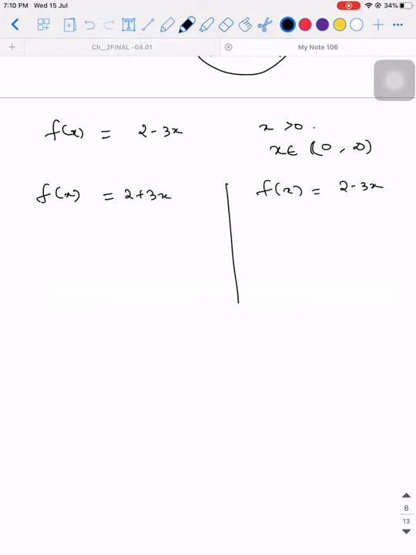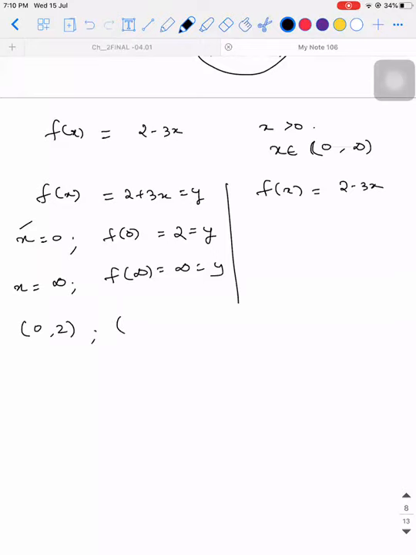So when I substitute x is equal to 0, what is f of 0? It is 2. I told you f of x is nothing but y. So this is the value of y. At x is equal to infinity, what is f of infinity? That is infinity. So what is the ordered pair in the first case? 0, 2. What is the ordered pair in the second case? Infinity, infinity. Did you guys understand this? Yes, sir.